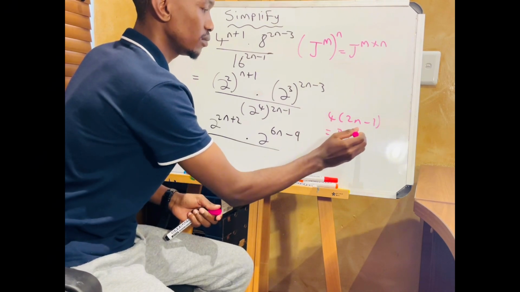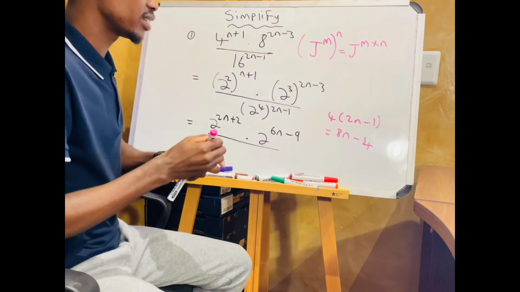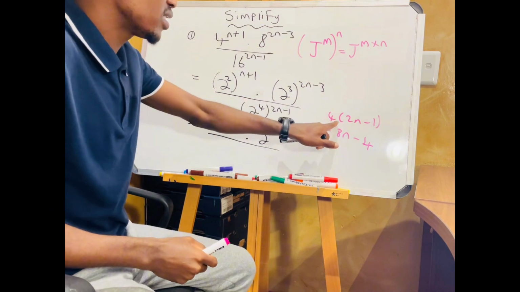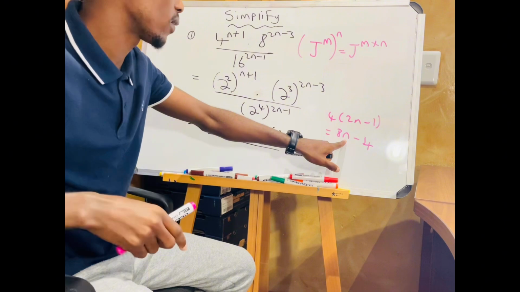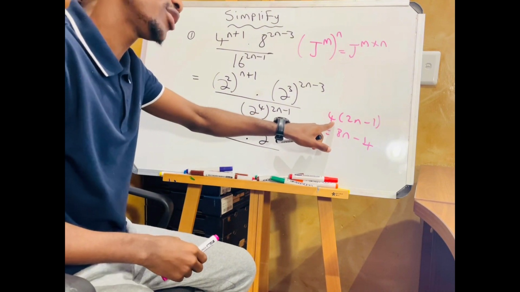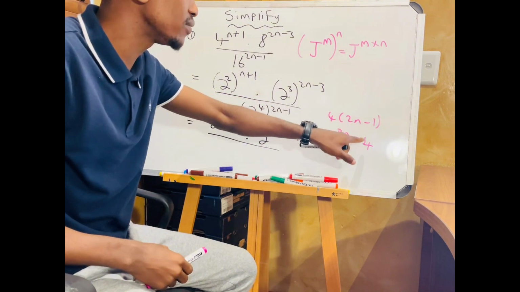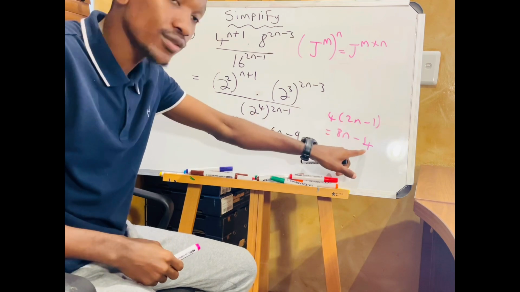4 times that one, minus 4. How did I get it? 4 times 2 is 8. 1 times n is n. Remember, 1 times anything is anything. Then 4, which is positive, multiplied by the negative is negative. And 4 times 1 is 4.